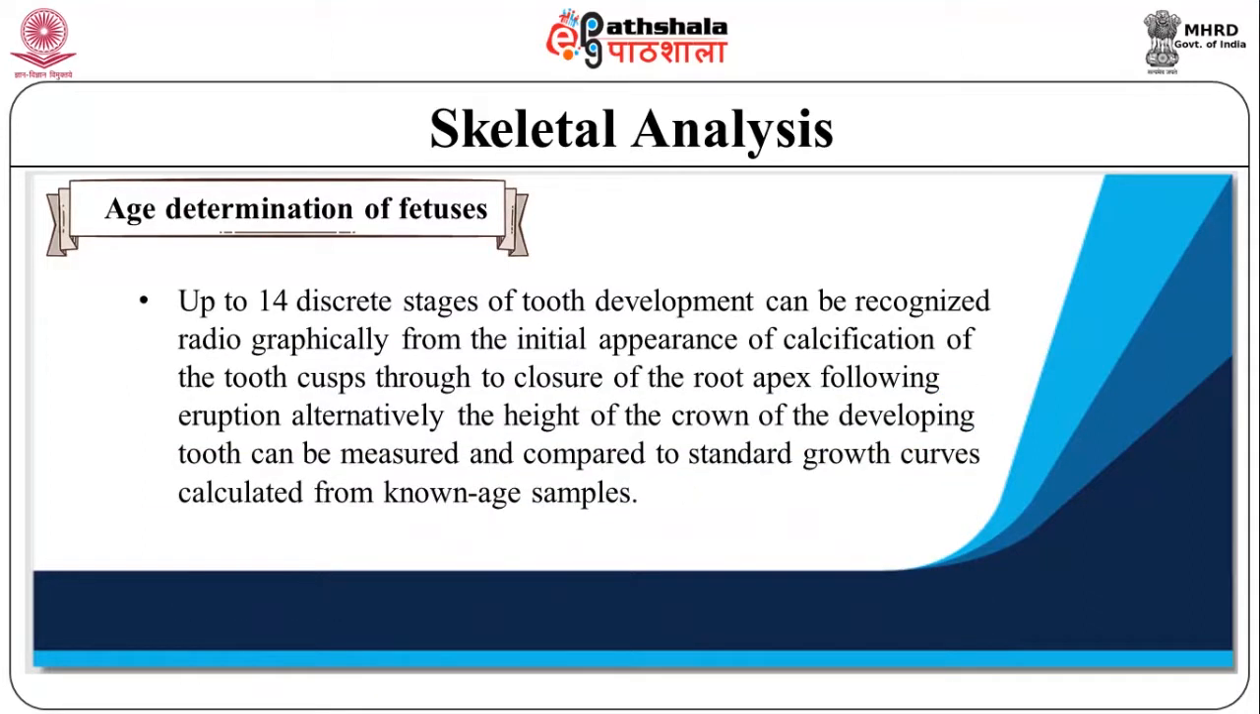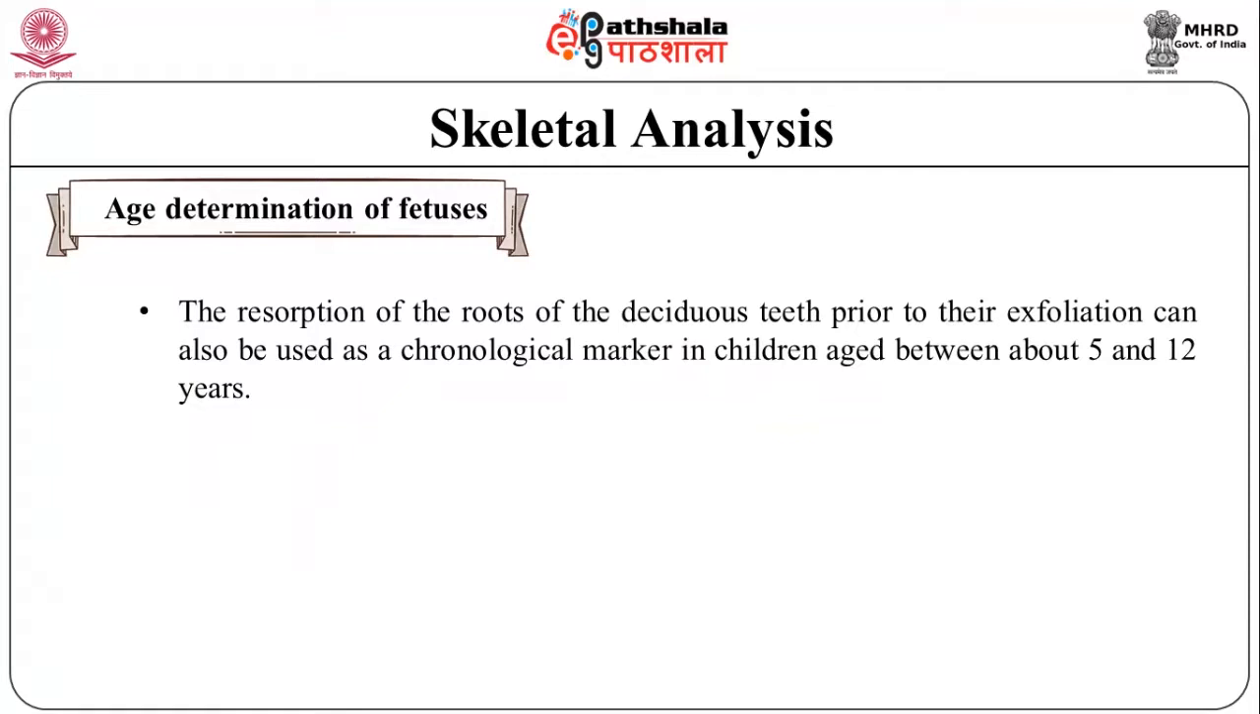Up to 14 discrete stages of tooth development can be recognized radiographically, from the initial appearance of the calcification of the tooth cusps through to the closure of the root apex. Following eruption, alternatively, the height of the crown of the developing tooth can be measured and compared to standard growth curves calculated from known age samples. The resorption of the root of the deciduous teeth prior to their exfoliation can also be used as a chronological marker in children aged between about 5 and 12 years.